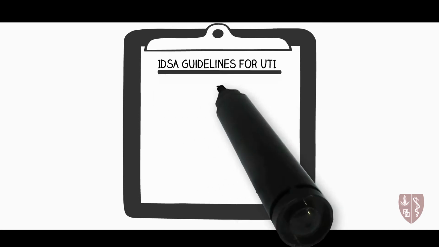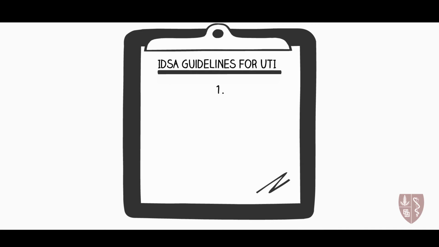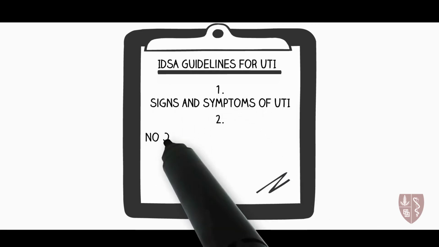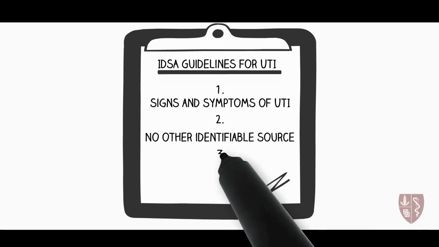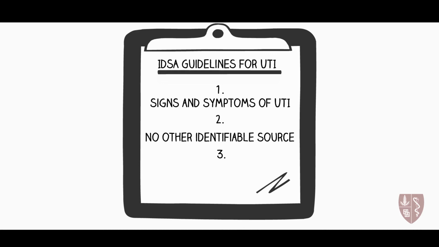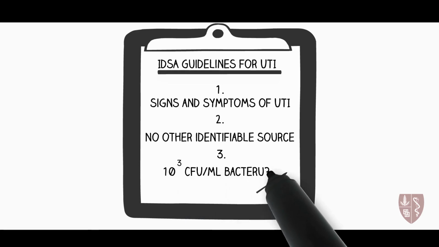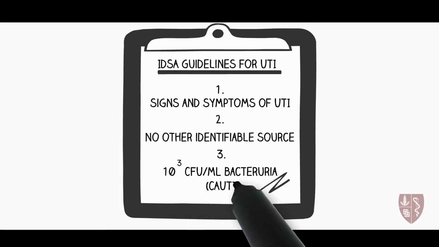According to the current IDSA guidelines, a UTI is defined by fulfilling all 3 of the following criteria. Number 1, the presence of signs and symptoms compatible with a UTI. Number 2, no other identifiable source of these symptoms. And number 3, significant bacteriuria, defined in this case as at least 1,000 CFU per ml of one or more organisms from an appropriately obtained urine culture.